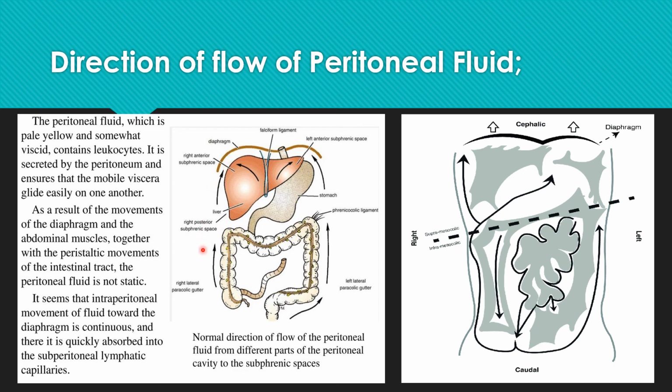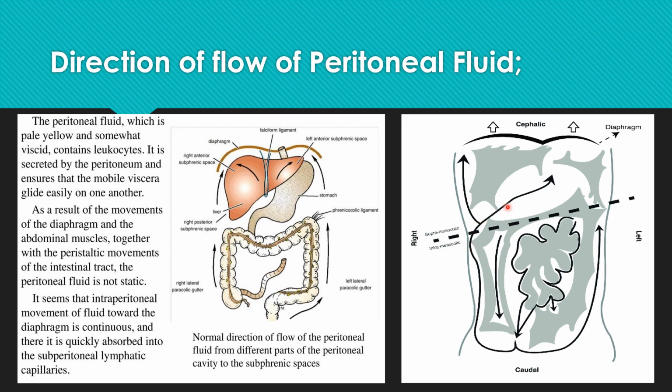Almost 90% of the peritoneal fluid reaches the subphrenic spaces under the diaphragm, where it is absorbed by the subperitoneal lymph nodes. You see in this diagram that the fluid from the pelvic cavity reaches the supracolic compartments through the paracolic gutters. Fluid from the pelvis goes up the right paracolic gutter and reaches the supracolic compartment, where it can go to the right sub-hepatic space, that is Morrison's pouch, or to the right subphrenic space.